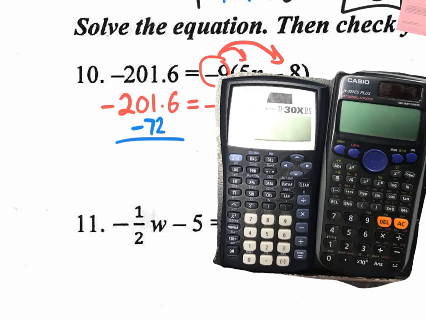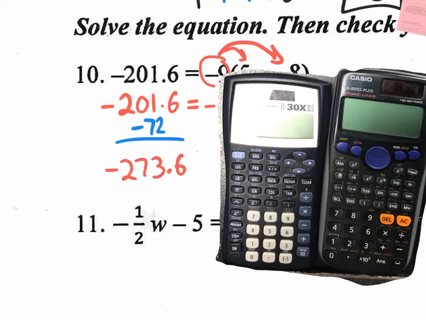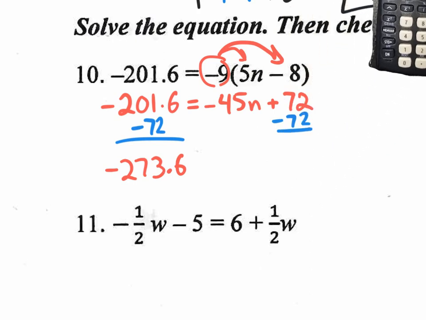So on the calculator, negative 201.6 minus 72, we get negative 273.6. And that's the left side. And the right side of the equal sign, we have a negative 45n. So if I want to get rid of that negative 45 in front of the n, what do we do? Divide by negative 45. And we do to one side, do to the other, divide by negative 45.